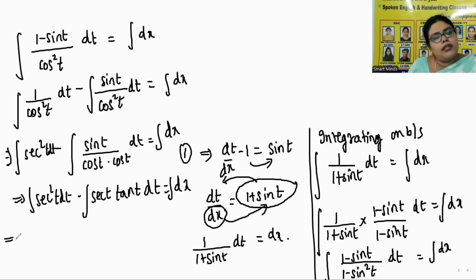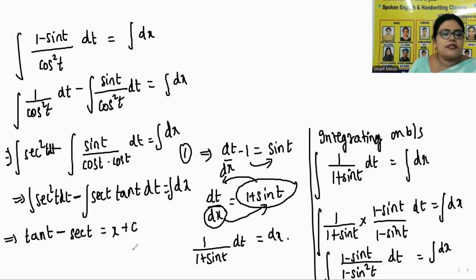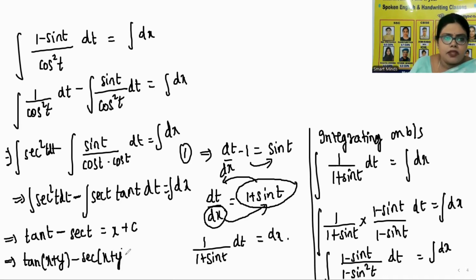Now we know that integral secant square t is tan t minus integral secant t tan t is secant t is equal to integral dx is x plus c. Now what we took t as x plus y we took. So substitute here tan x plus y minus secant x plus y is equal to x plus c. This is the final answer.